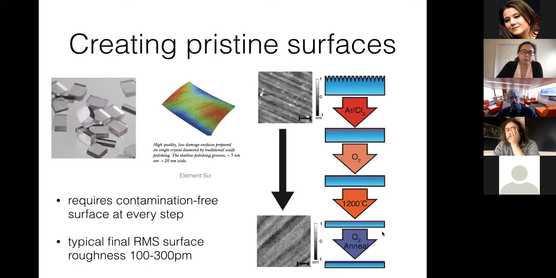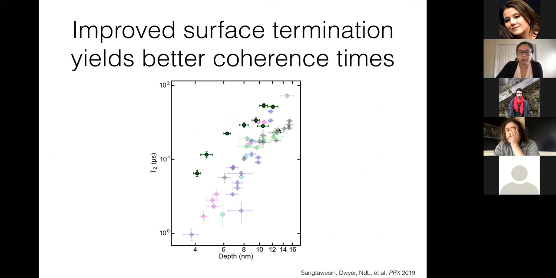And what we're now able to do, as long as you are very careful about the surface morphology and contamination at every single step, is achieve oxygen annealed surfaces that have typical RMS surface roughnesses of around 100 picometers. Okay, so using this processing, just to give you the punchline, we are able to get NV centers with coherence times that are extended by about an order of magnitude at the same depth.